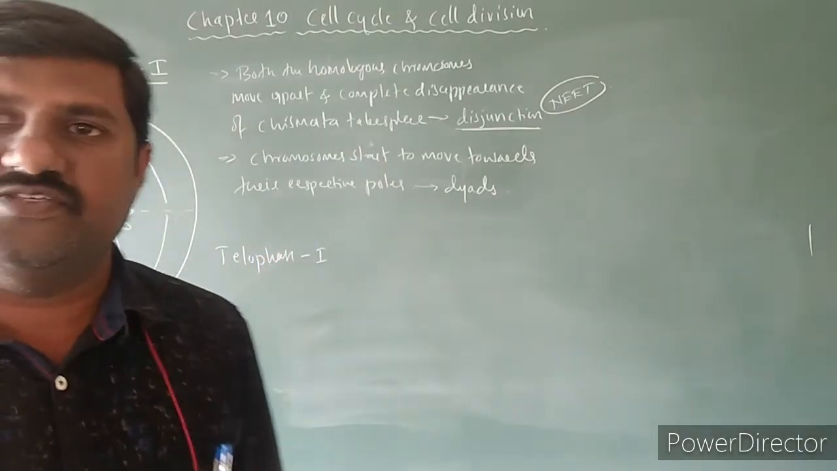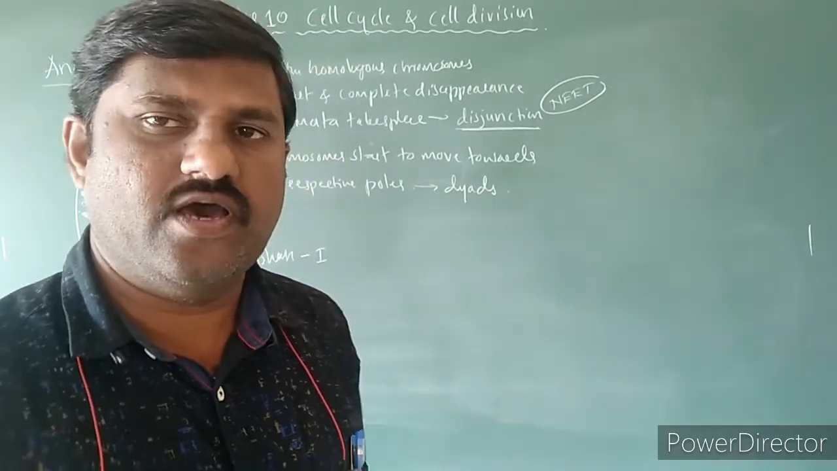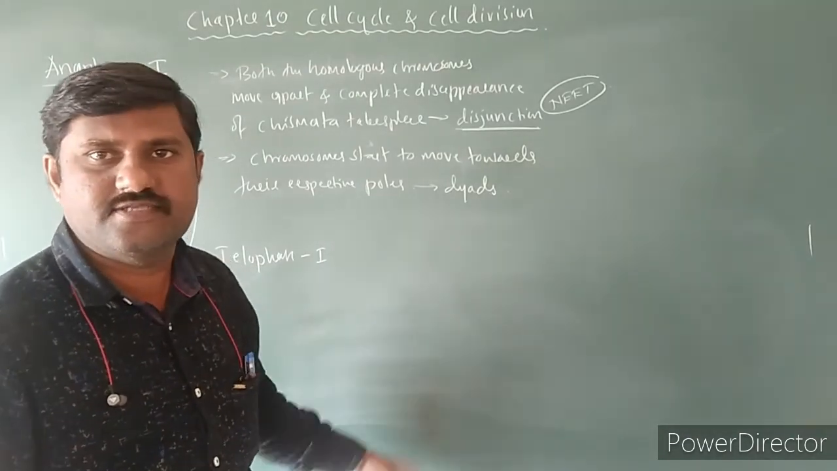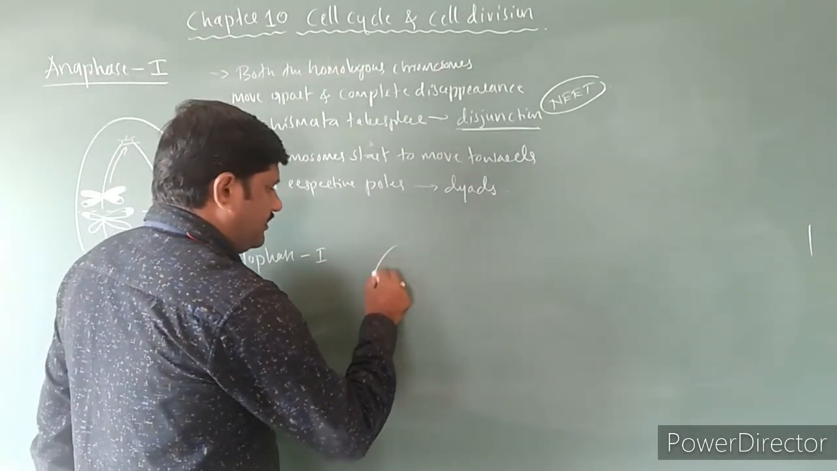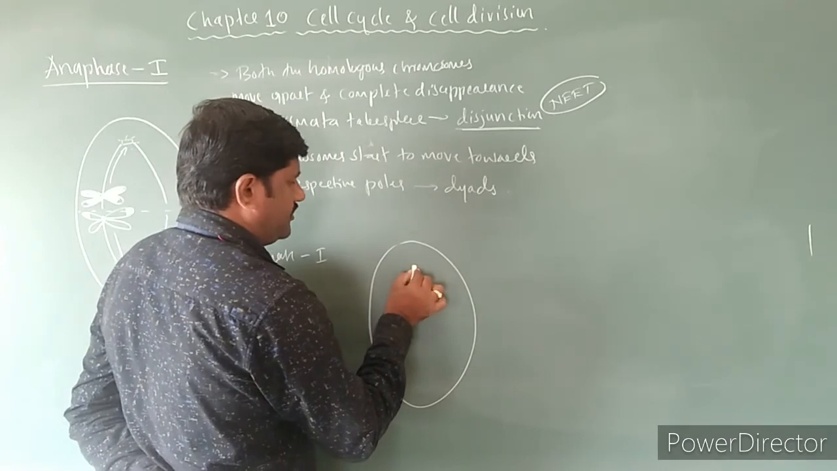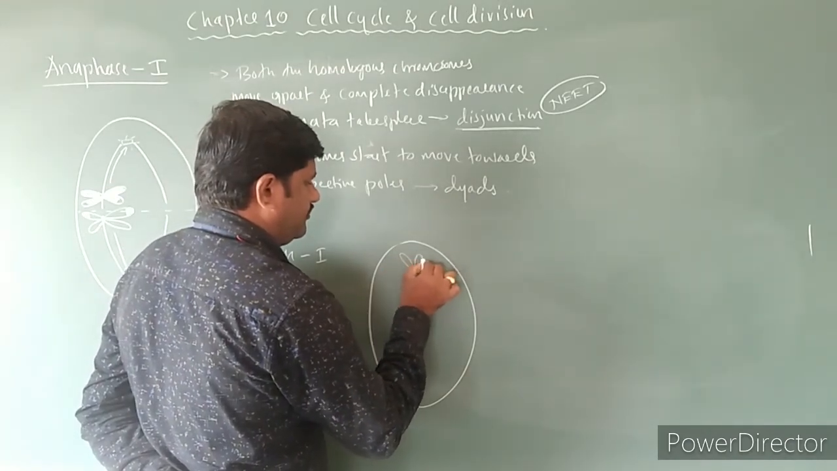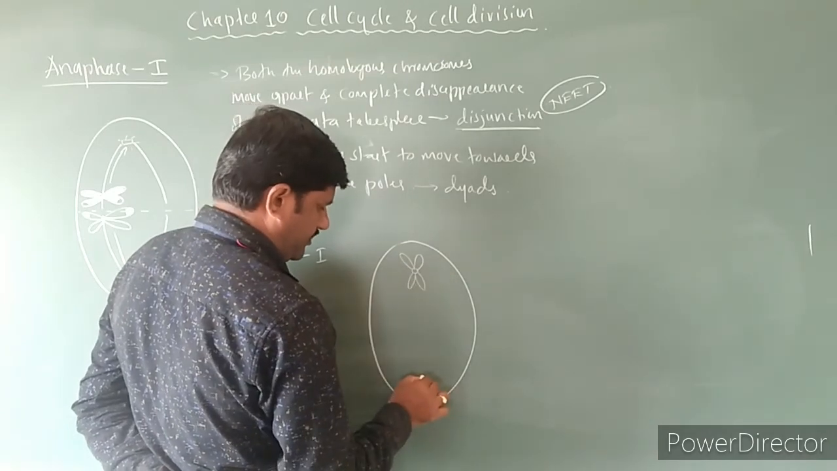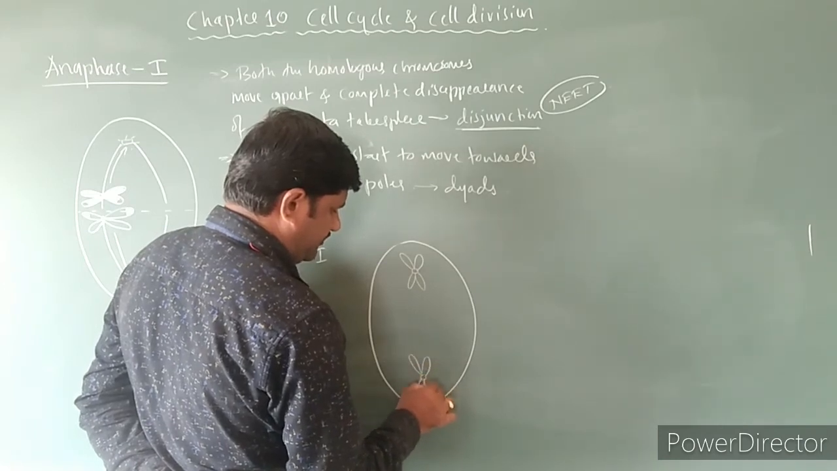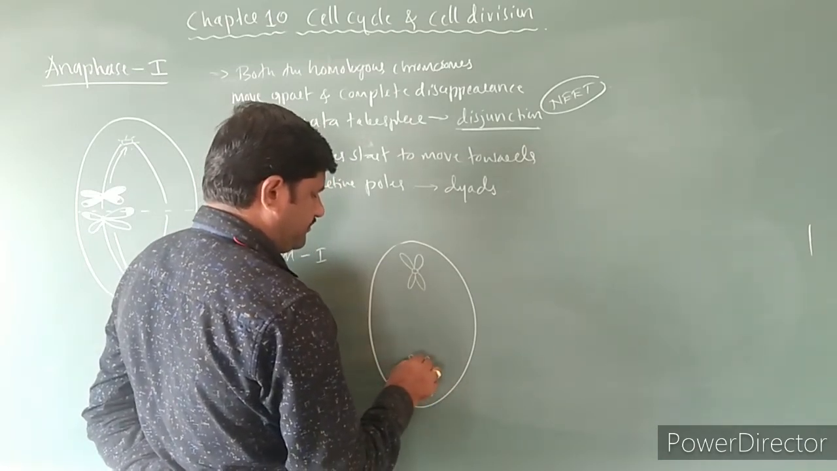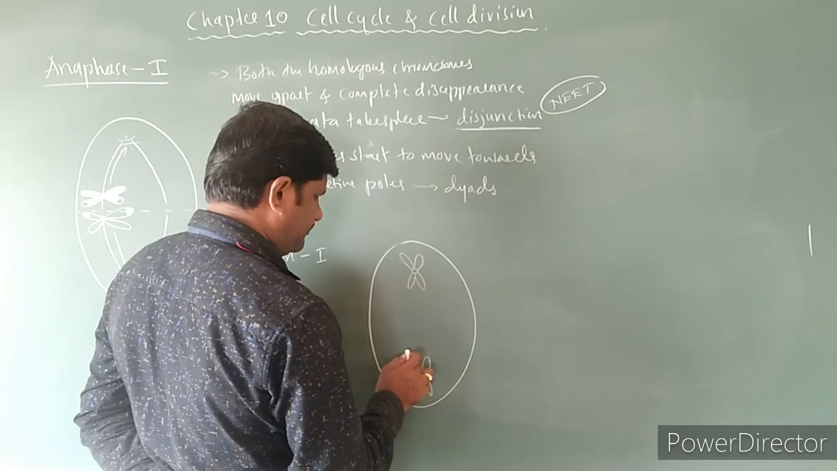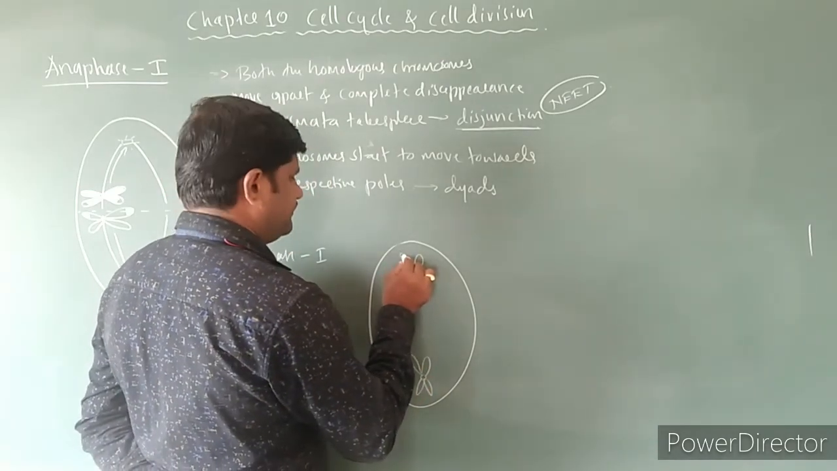What happens in telophase 1? In telophase 1, gradually the respective sets of chromosomes move and reach towards the poles. Now I shall draw one chromosome here, only one, and one more chromosome here. What it shows is the respective chromosomes have reached the respective poles over here.